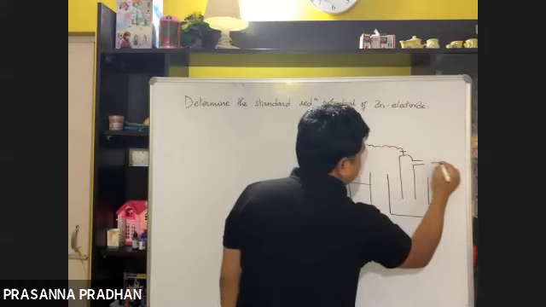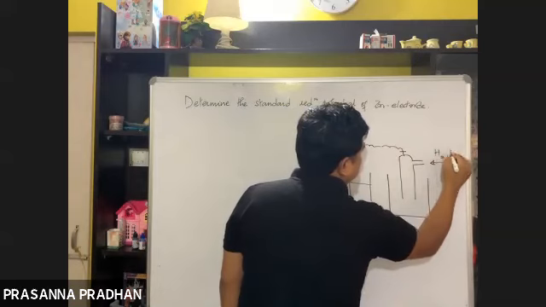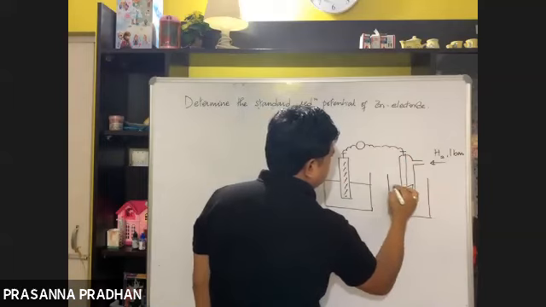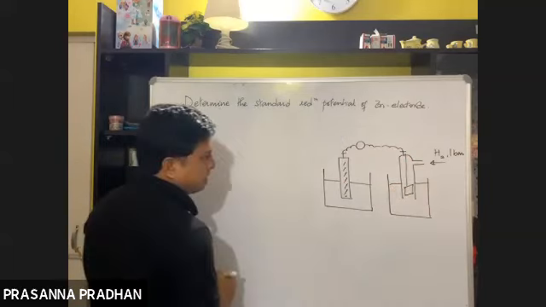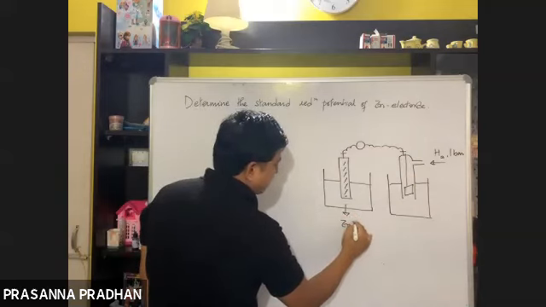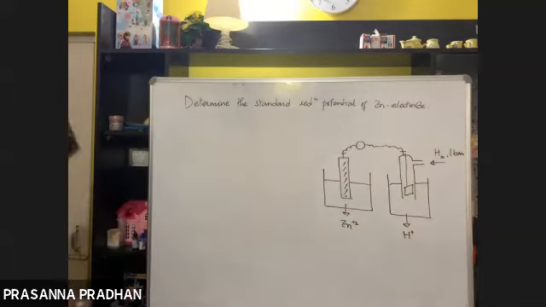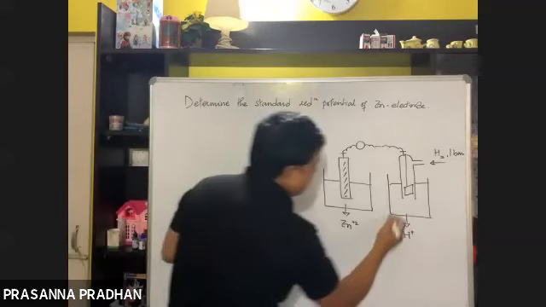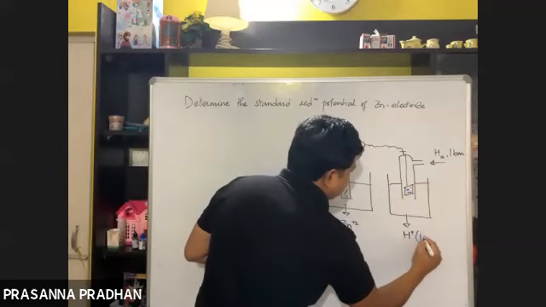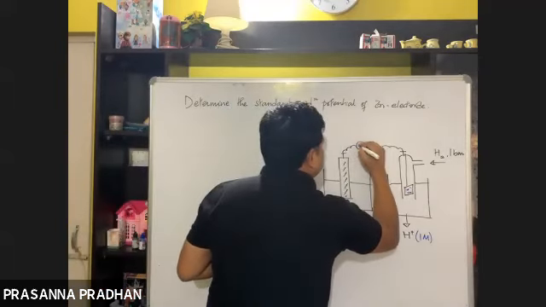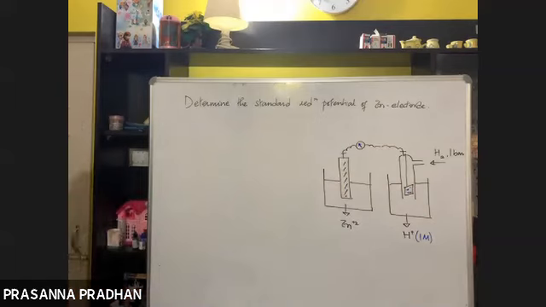Fine. So from here I pass hydrogen gas at a pressure of 1 bar. I take a platinum electrode out here. So here I have zinc ions. And here I have H positive ions. Again, hydrogen gas is in contact with H positive ions, which is at a concentration of 1 molar. Fine. So from the voltmeter reading, I can get the value of E cell.